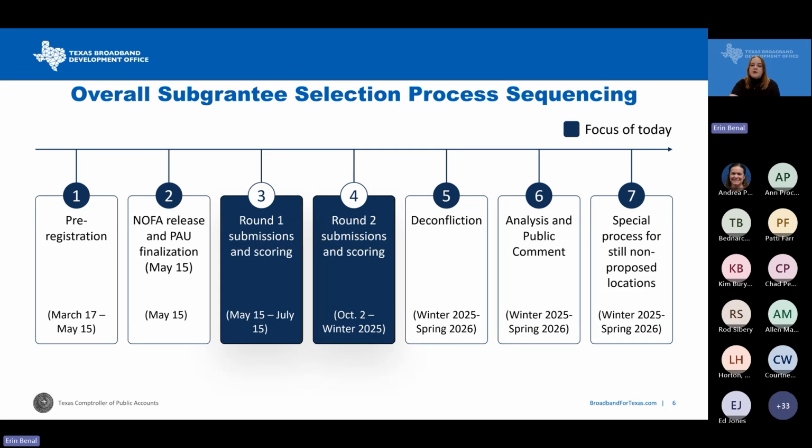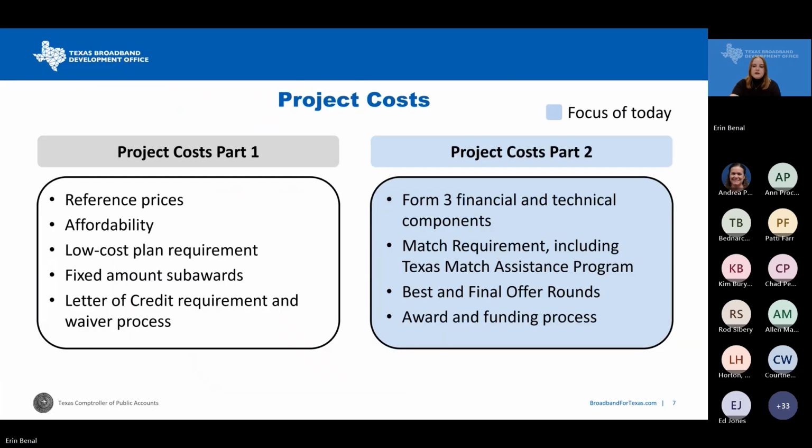The next milestone will be on Thursday, May 15th, with the release of the NOFA, which will officially start the subgrantee selection process. Today, we will be focusing on the Round 1 and 2 submission and scoring phases of the program, specifically focusing on the financial elements. This is the second webinar covering components of project costs. For additional information for the topics on the left-hand side of the screen, please refer to our last webinar hosted on April 9th. Today, we will be covering the topics listed on the right side of the screen.